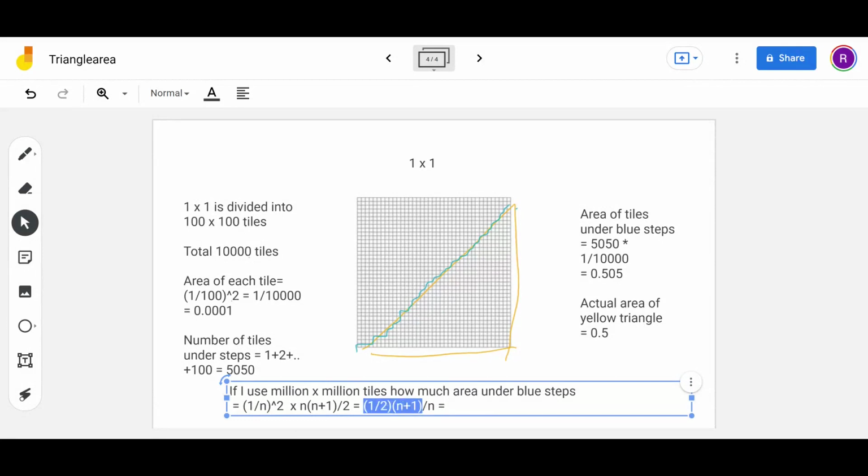Can everyone tell me how much you get if I use n equal to million? Then how much do I get out of this? So 5 lakh point 00001, sir. This is the area. Is this the area under the blue step thing? If you have million by million, can the area be more than 1? Remember, the area of the whole thing is 1. So the area under the triangle thing cannot be more than 1. How did you get this, Mahalakshmi?